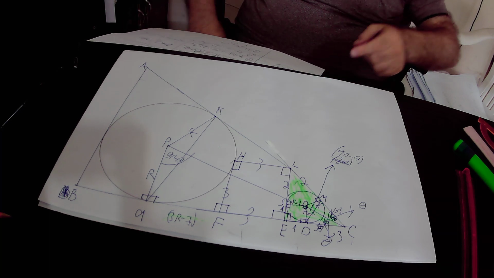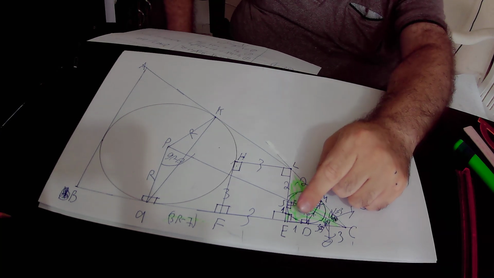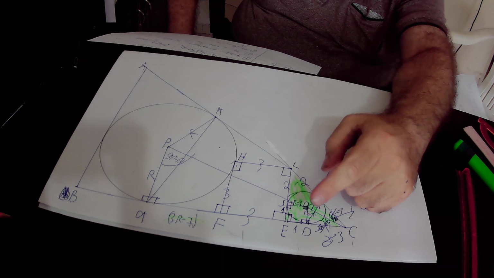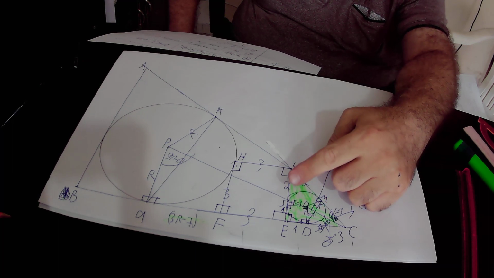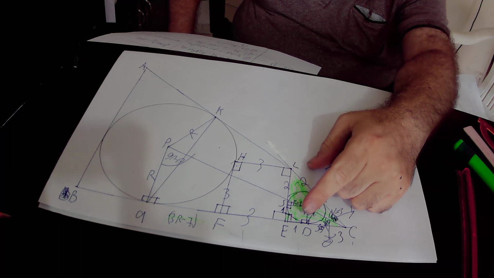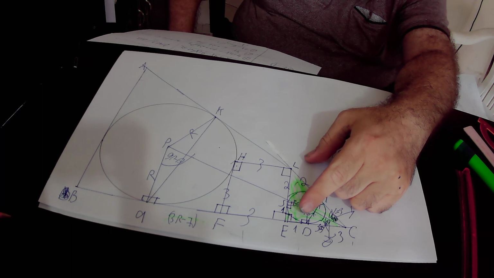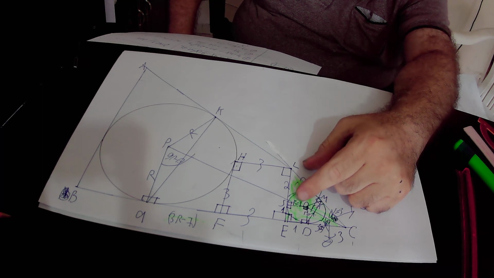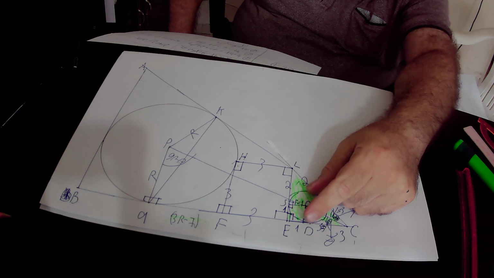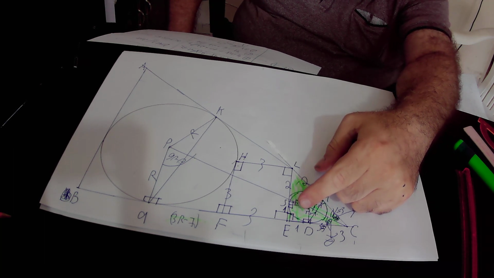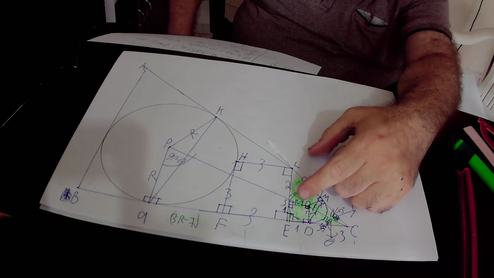Then we use rule number 2. Here we know that ES equals 1 unit. LE is the side length of the square that is equal to 3 units. So LE minus SE equals LS. So here LE is 3, SE is 1. So 3 minus 1 is 2 and LS equals 2.